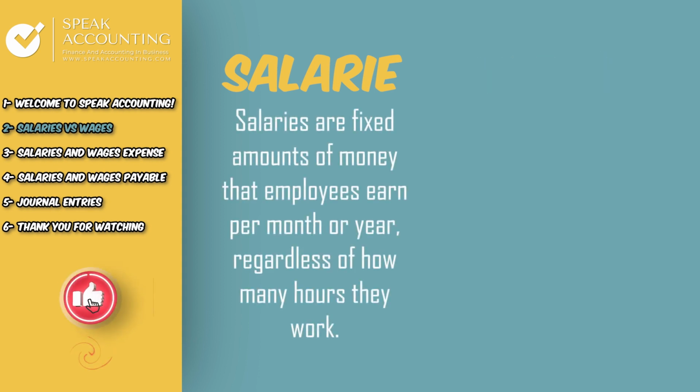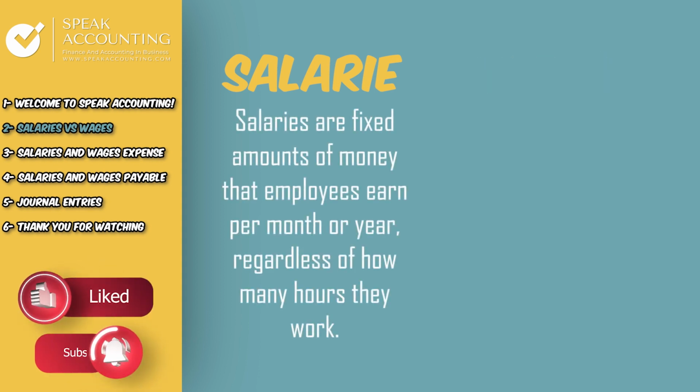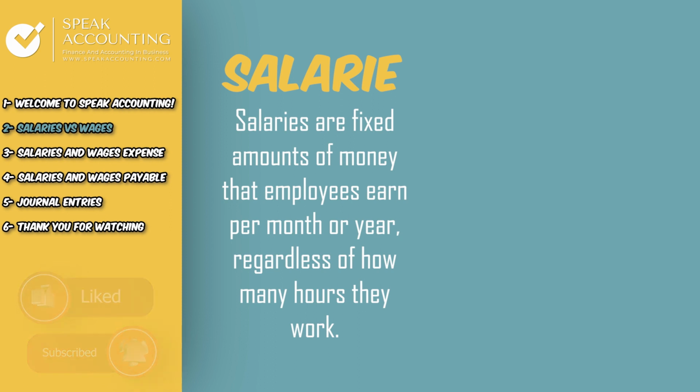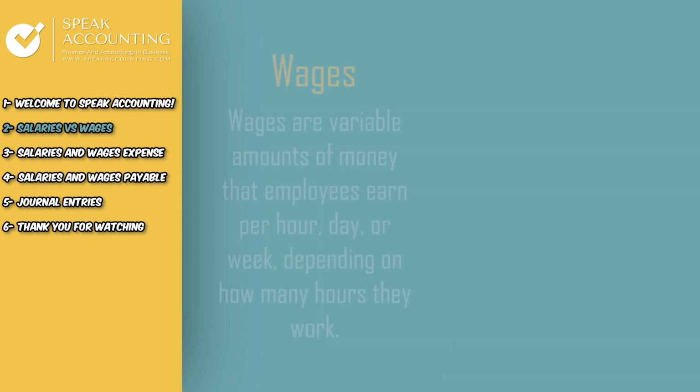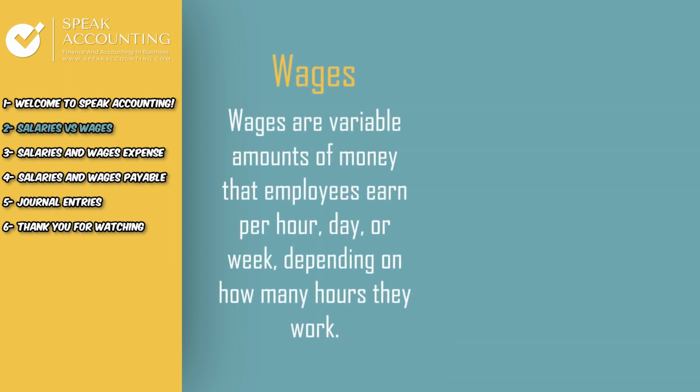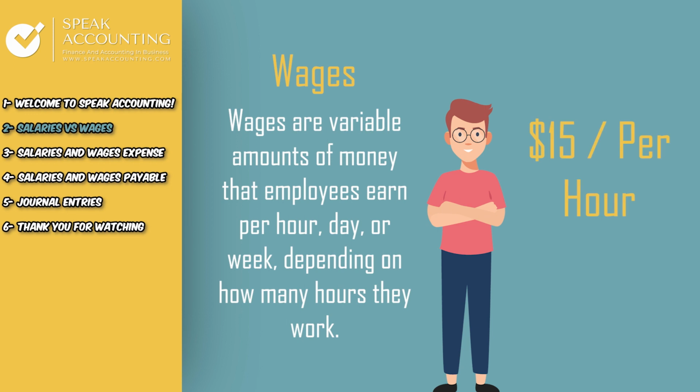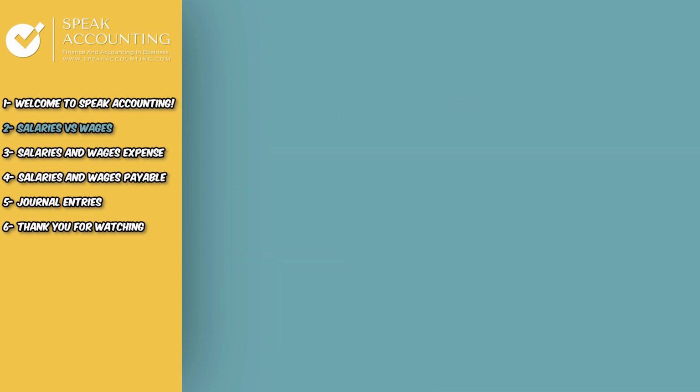Salaries are fixed amounts of money that employees earn per month or year, regardless of how many hours they work. For example, a manager might earn $6,000 per month as a salary. Wages are variable amounts of money that employees earn per hour, day, or week, depending on how many hours they work. For example, a cashier might earn $15 per hour as a wage.